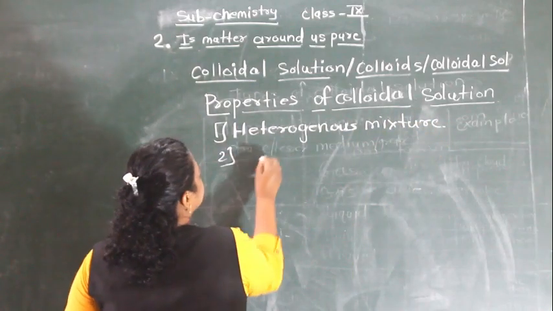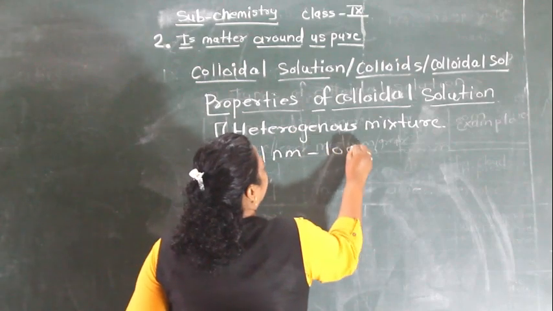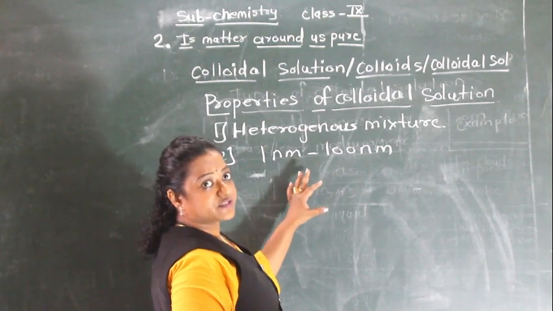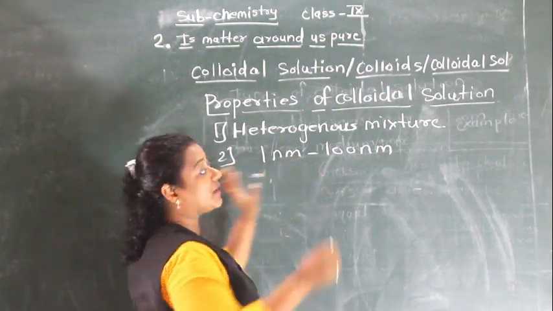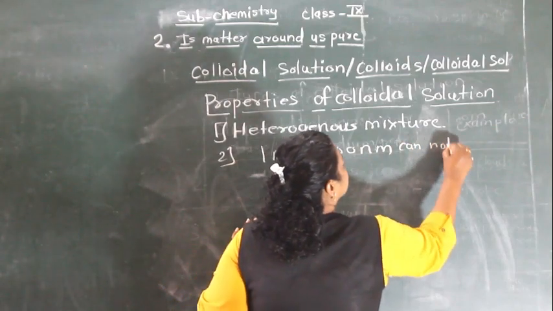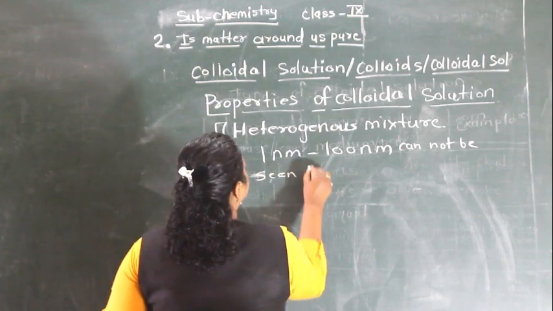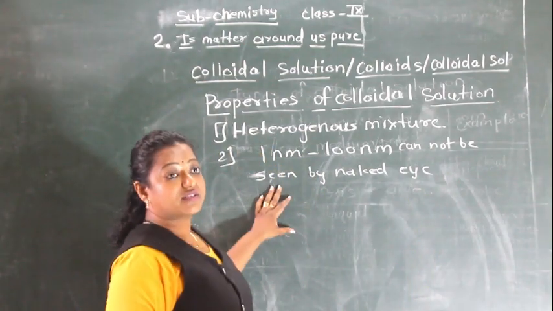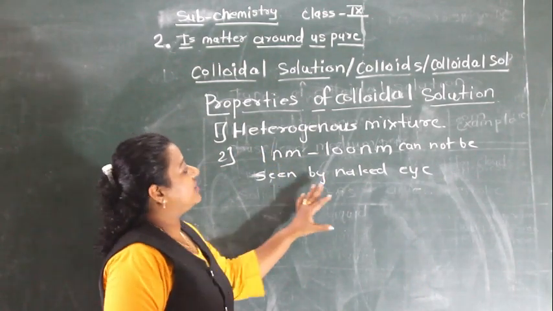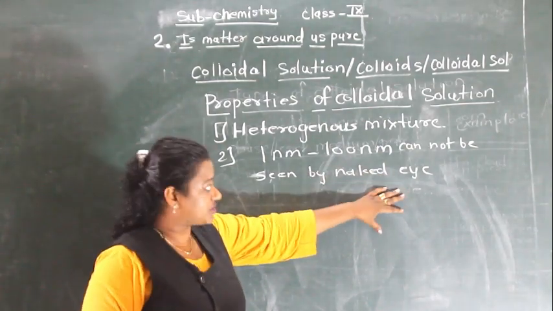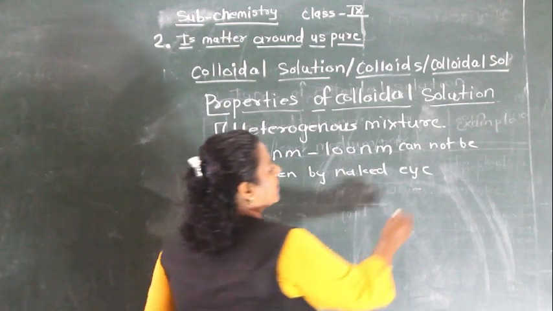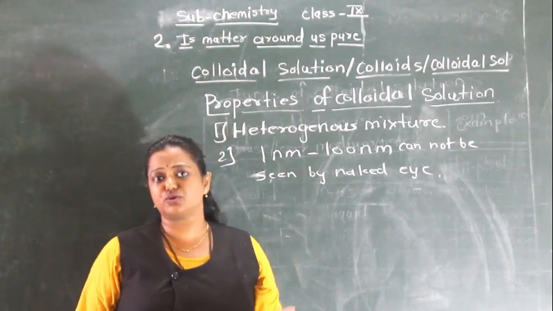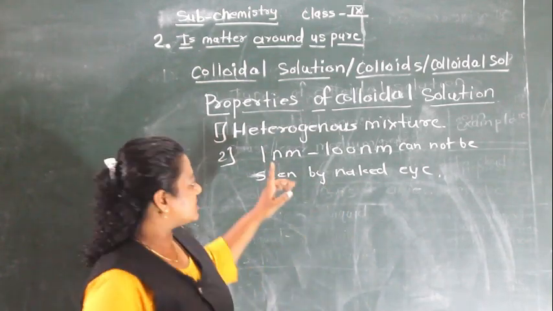The particle size ranges from 1 nanometer to 100 nanometer, so the particles of a colloidal solution, or the dispersed phase in the colloidal solution, cannot be seen by naked eyes. If we want to see this dispersed phase, we have to observe it under a microscope. So this is the second property.